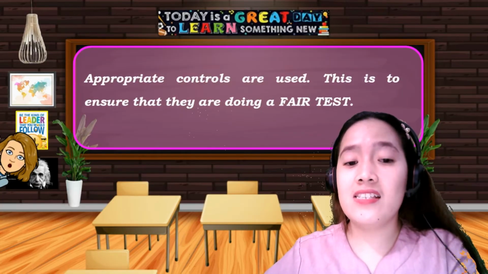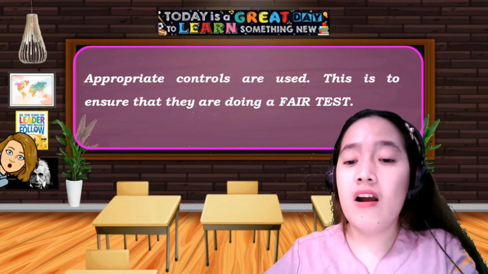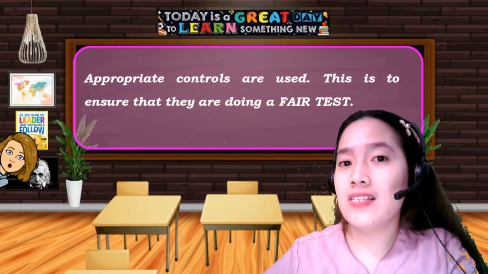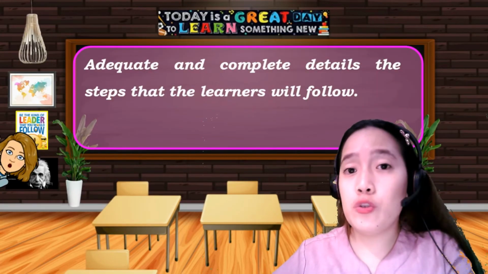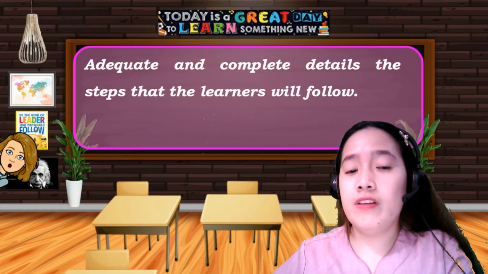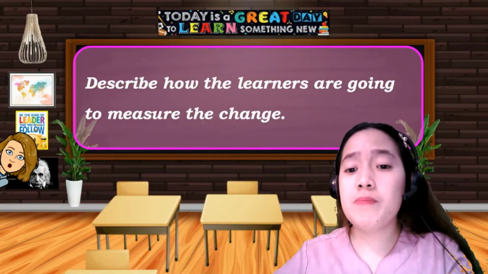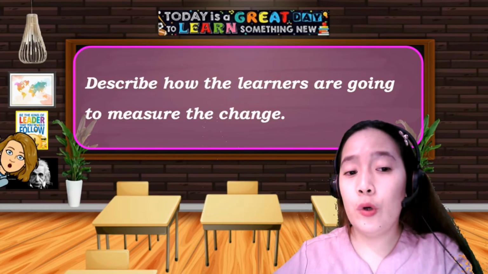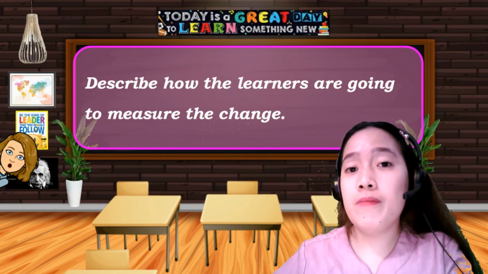A fair test is a study wherein one variable is tested at a time, while the rest of the variables that may affect the result of the study are controlled or held constant. Another tip is the design of the procedure should describe adequate and complete details of the steps that the learners will follow. The amount and nature of the materials must be properly stated. And the last tip that I'm going to share is the procedure of the experiment should describe how the learners are going to measure the change they want to observe and how they collect and interpret data from the experiment.